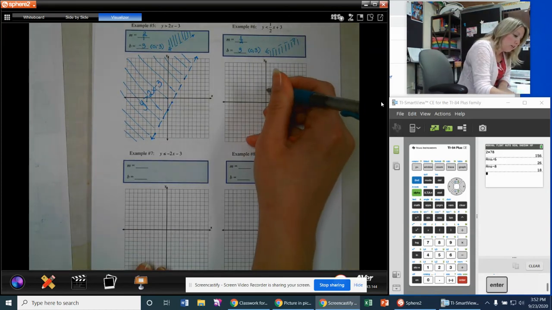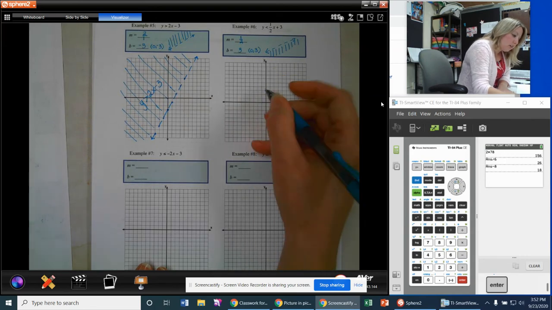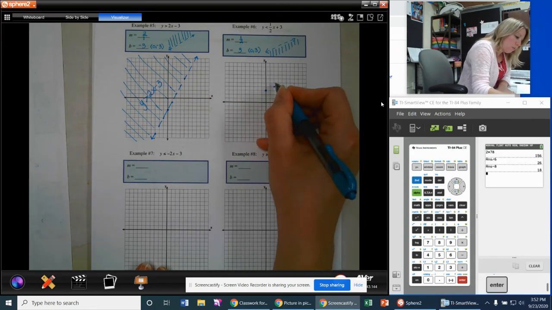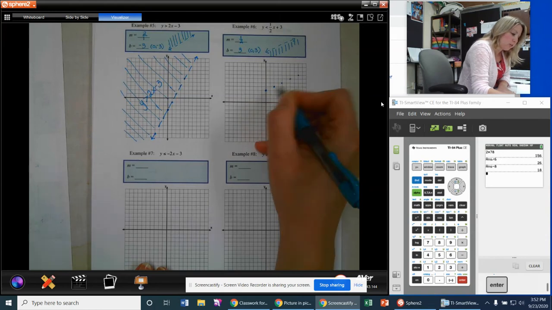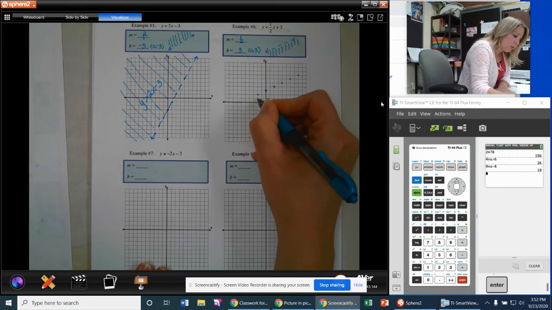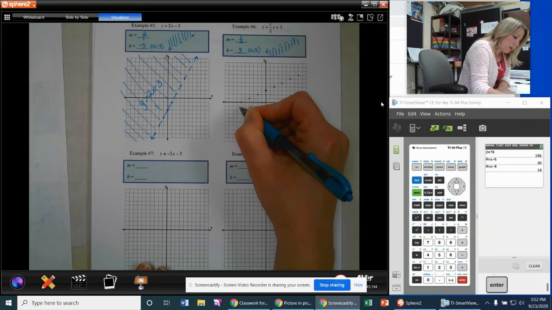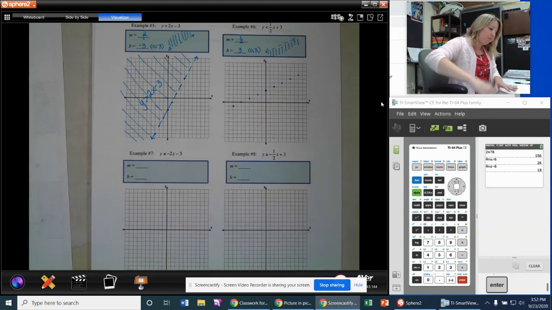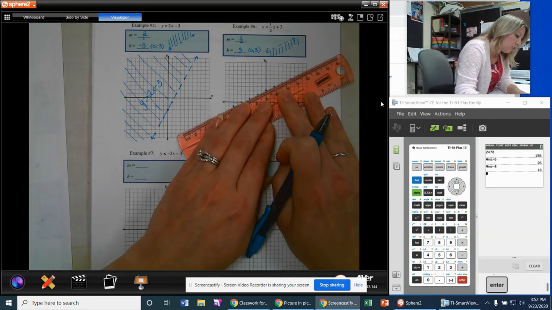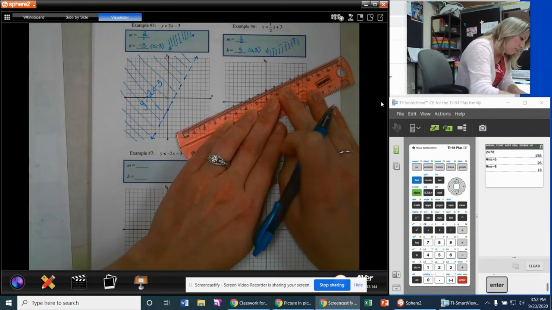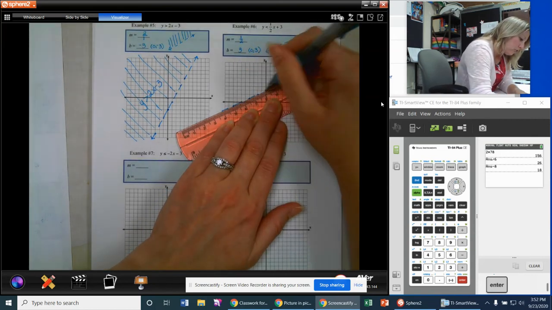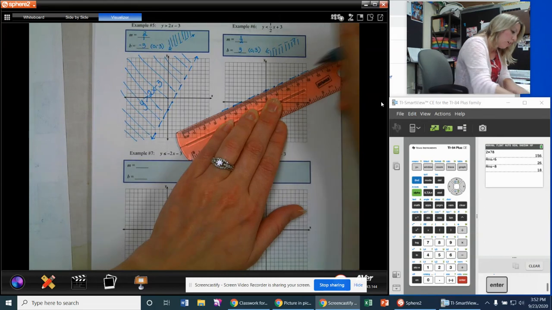0, 3. And up 1, right 2. Up 1, right 2. If I can't fit any more up 1, right 2s, I can go back to my y-intercept and go down 1, left 2. And I do that for a little bit, then grab my straight edge. Not a solid line, I just determined that. So dotted or dashed, whichever you prefer to call it.